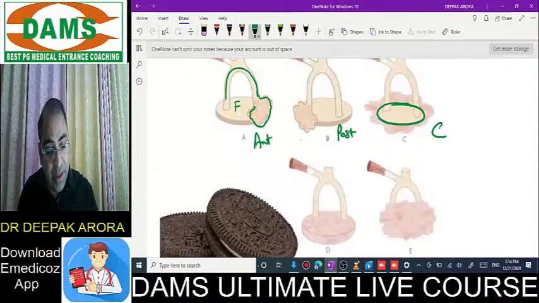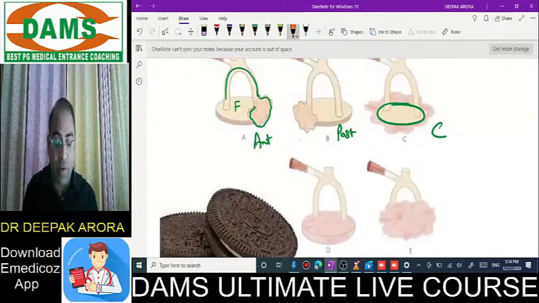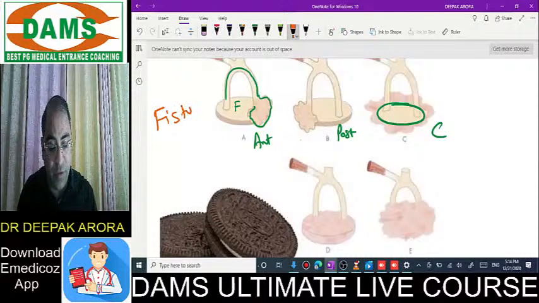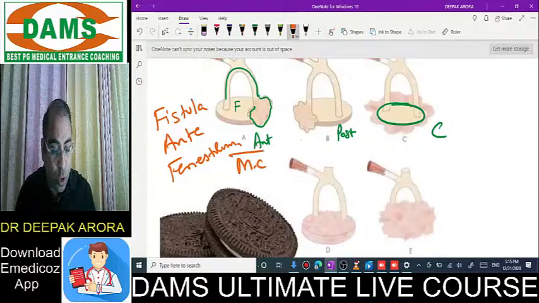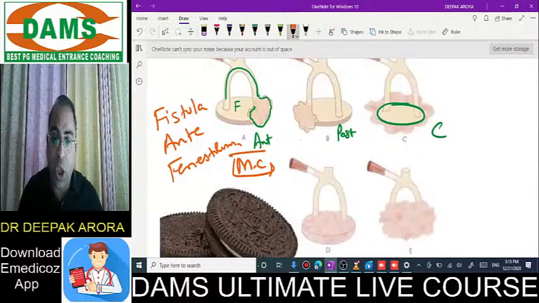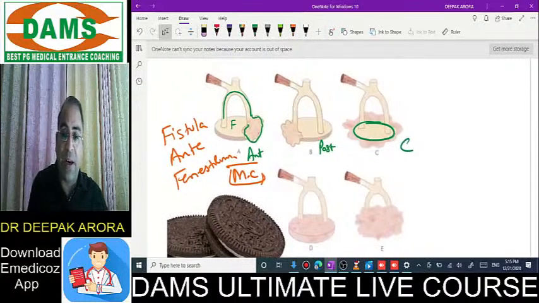Always remember, the other word we are using for otosclerosis, just remember this point, because it is on the anterior part of the footplate. So sometimes the examiner uses a word fistula. Everybody should write in capital letters, fistula antefenestram. What does it mean? It means the disease is in the anterior part. This is the most common. Last JIPMER MCQ, most common variant of otosclerosis. So always remember, it is in the anterior part. So we use a word fistula antefenestram.